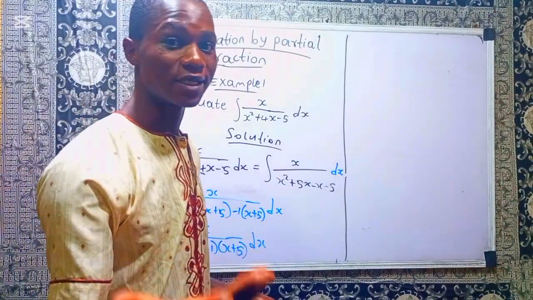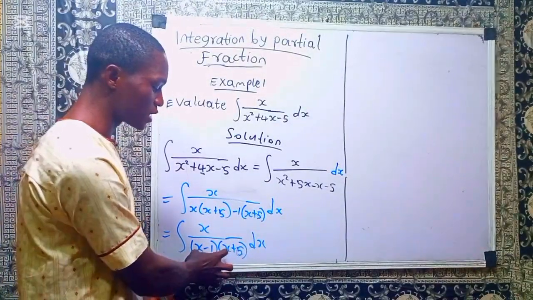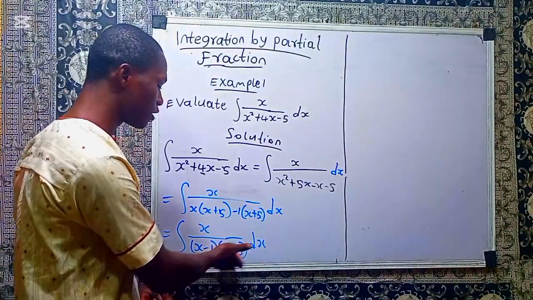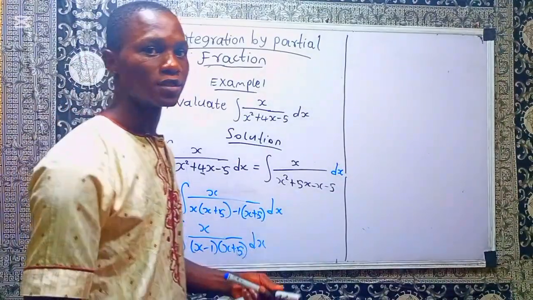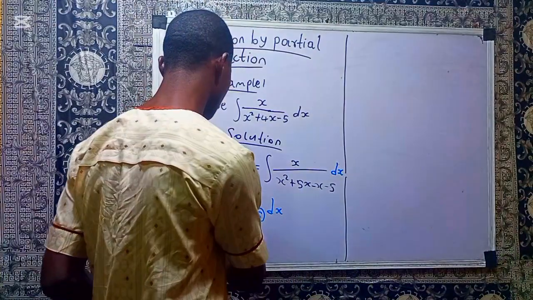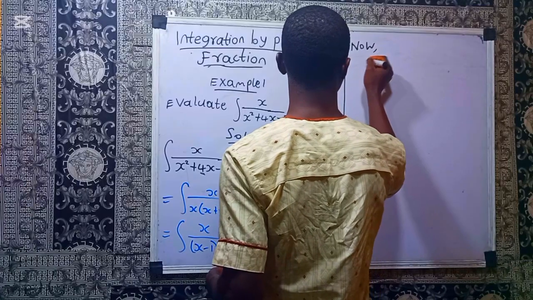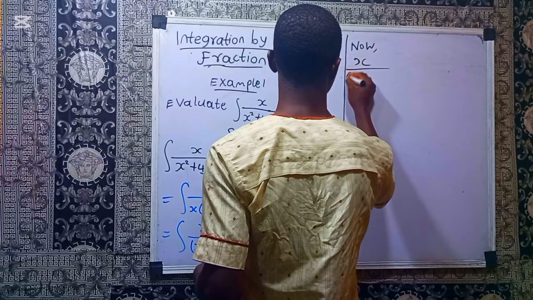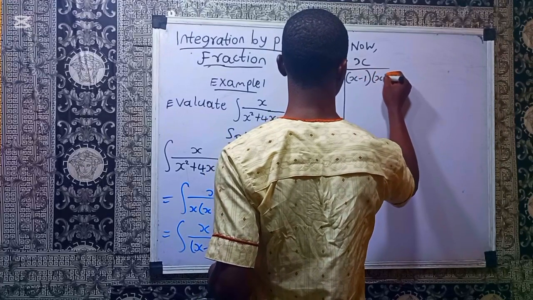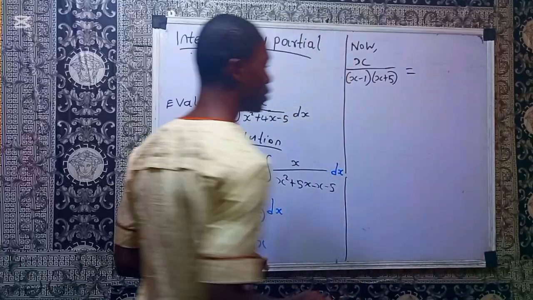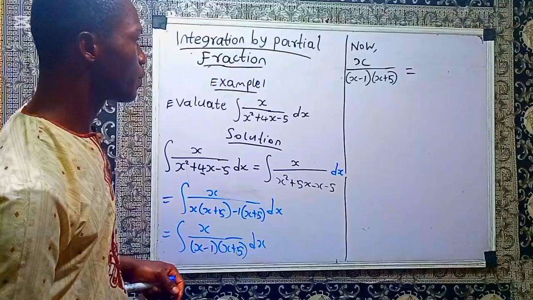In case you want to perform an integration and the denominator is already factorized like this, you notice that the degree of the denominator is bigger than that of the numerator, you can use partial fraction to do the integration. Let's consider this thing. Now we want to consider x over x minus 1 multiplying x plus 5 equals, so we want to split this fraction now. We want to split it into partial fraction.